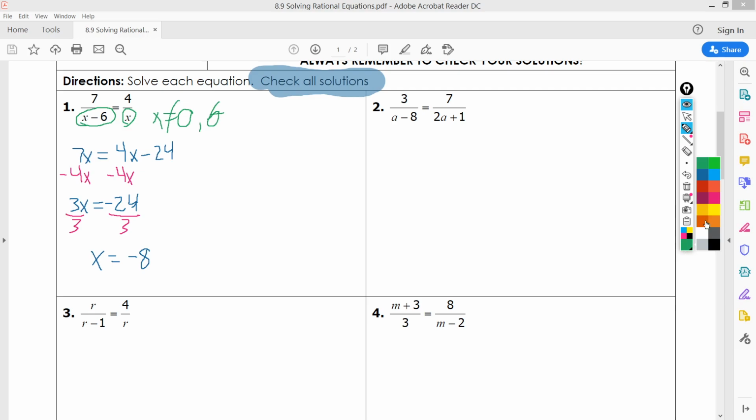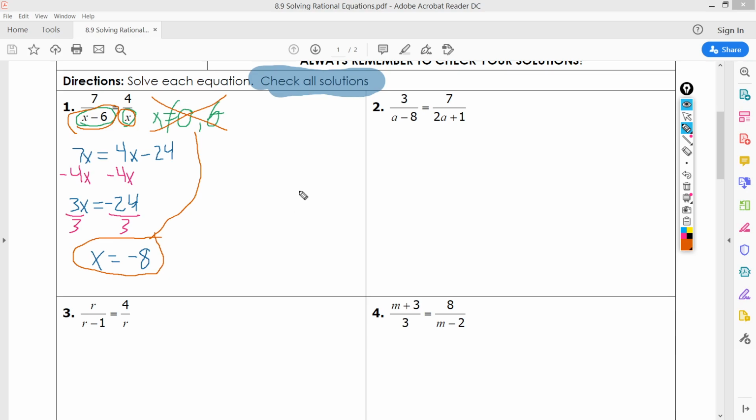You don't have to write this out, okay? This is not part of your answer. It's something to keep in mind when looking at the answer you got. So we got x equals negative 8. Is that okay? Yeah, it's not 0 or 6, okay? So all you have to do is, whenever you get x equals blah, you have to make sure that x equals blah doesn't conflict with your denominators and doesn't result in you dividing by 0.